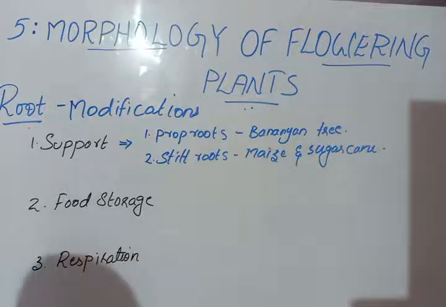In maize and sugarcane, if you see, the base of the stem may produce some root-like structures. They are called stilt roots. They provide support to the developing plants of maize and sugarcane. So these are the two types of roots. There are several roots for support, but you just need to study only two: prop roots and stilt roots. Prop roots are found in banyan tree. Stilt roots are found in maize and sugarcane.